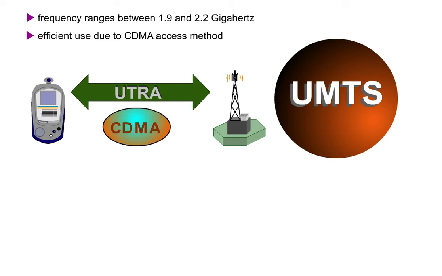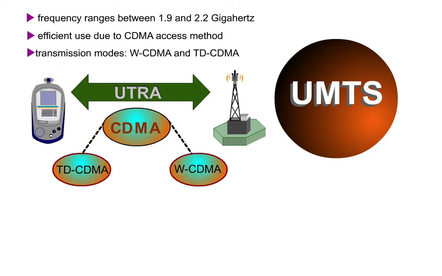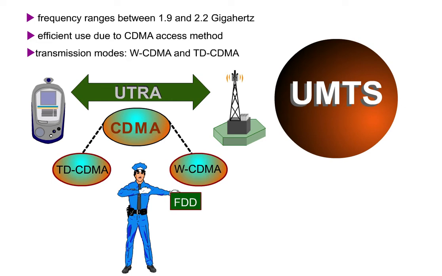The CDMA method will be implemented into two different transmission modes. The wideband CDMA, or WCDMA, is used with the FDD mode. It regulates the simultaneous flexible access of several subscribers to one FDD frequency pair. This means that one frequency band is used for sending and the other is used for receiving. The spacing between these frequency ranges is fixed.